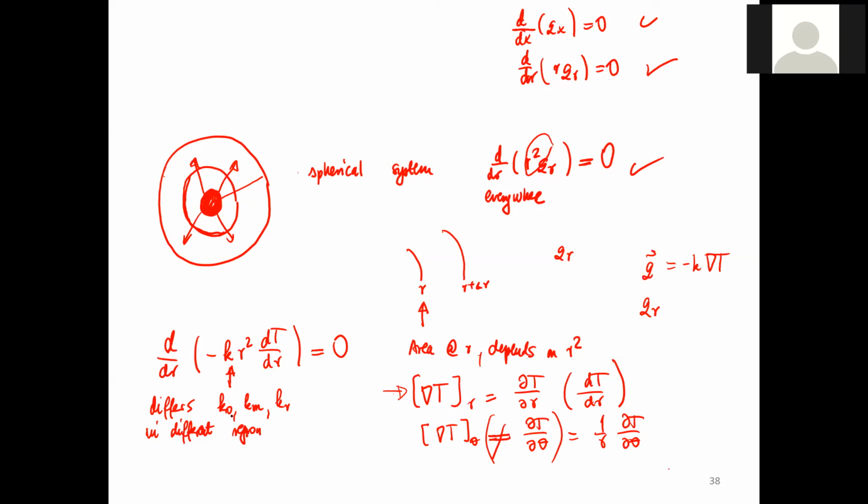So this is some big constant, right? This is constant for everything. It's just that in one region I have to take K0, in another region Km, and in another region Kr, and I have to match the boundaries as I go out.